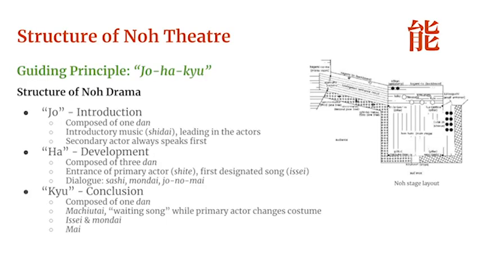So first we have the Jo section, which is the introduction to the play. And this section is divided into smaller sections called Dan, which sort of function like scenes in, say, a Shakespearean play. There are 2 acts in a Noh play, which are divided into smaller Dan scenes.